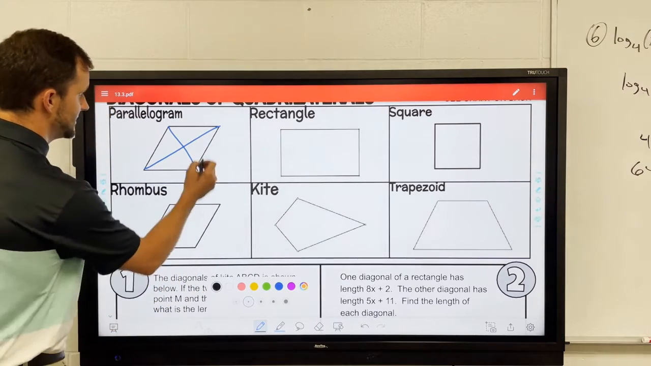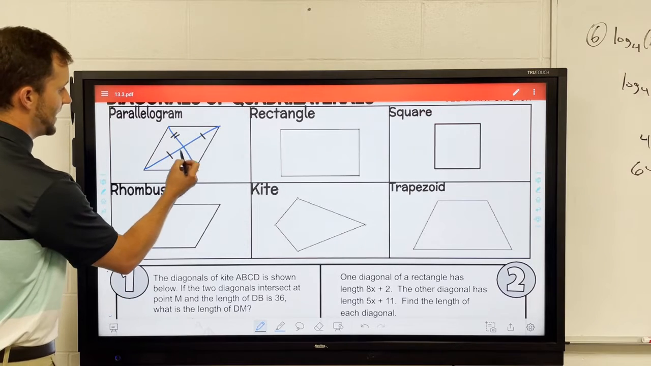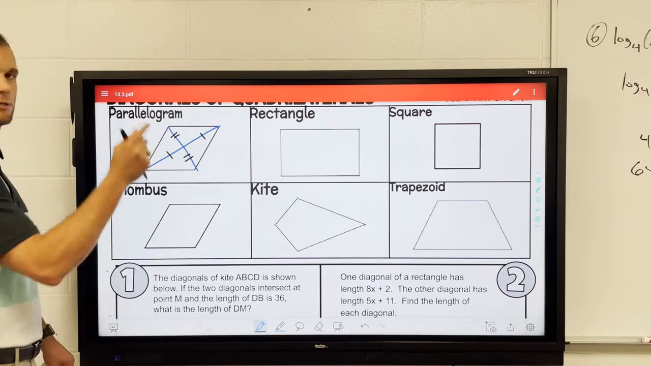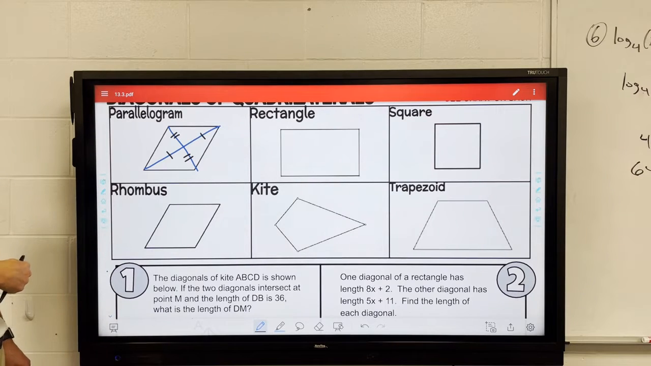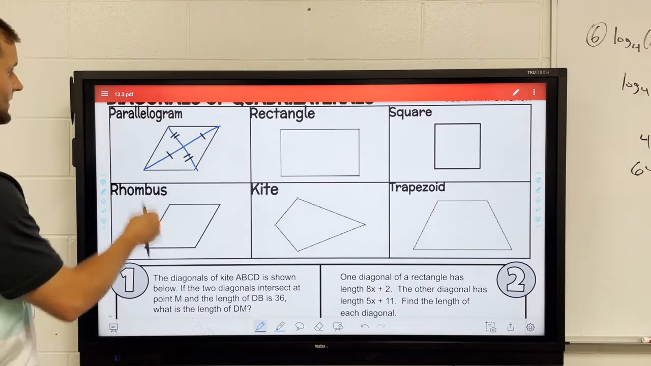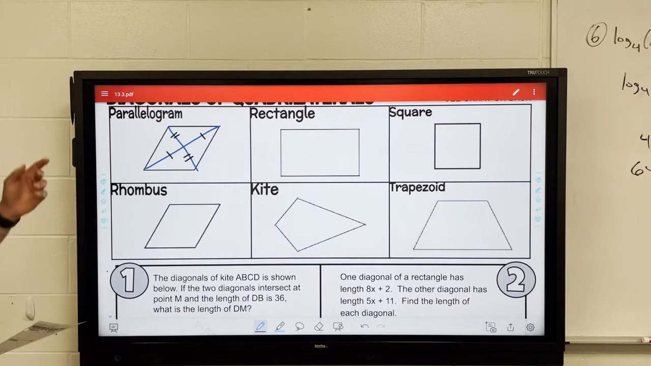What that means is that this line is going to be congruent to this one, and this line is going to be congruent to this one. So the lines are going to end up cutting each other in half. They're going to bisect each other. Ladies and gentlemen, that's what happens whenever you draw the diagonals of a parallelogram. Okay, now let's look at a rectangle.